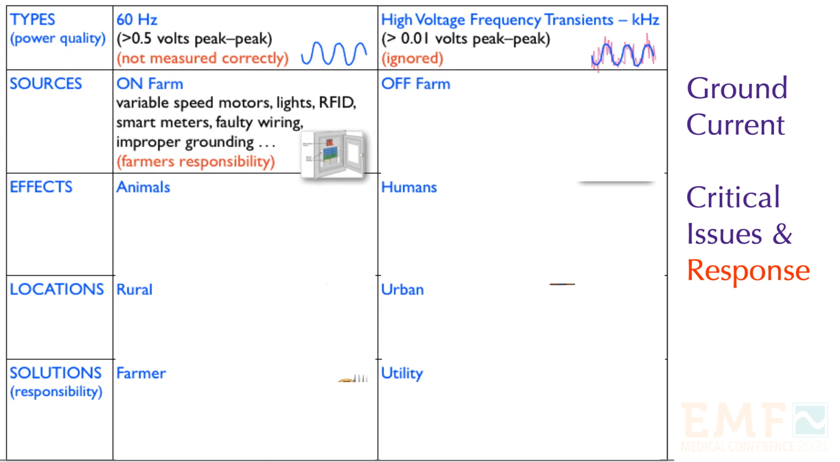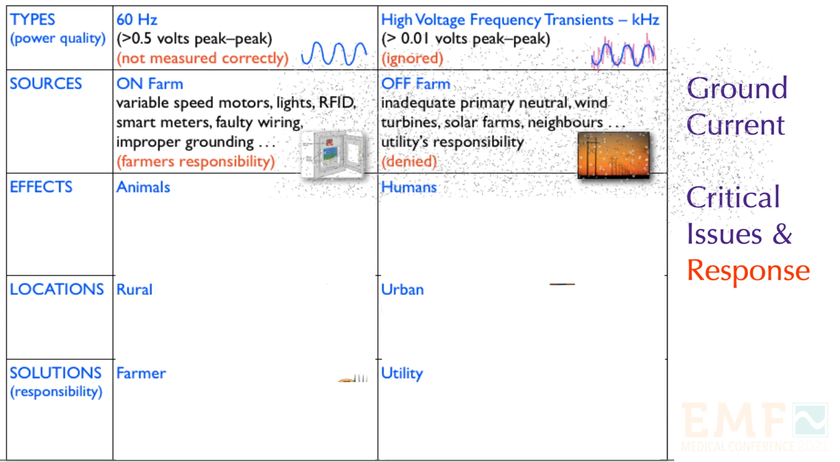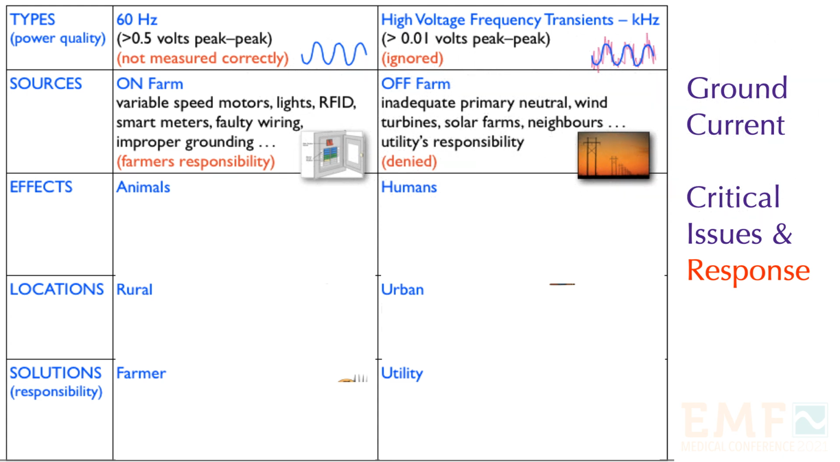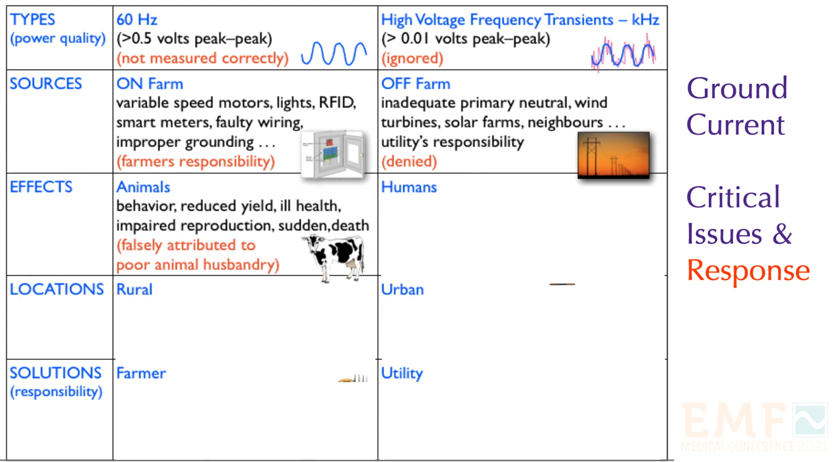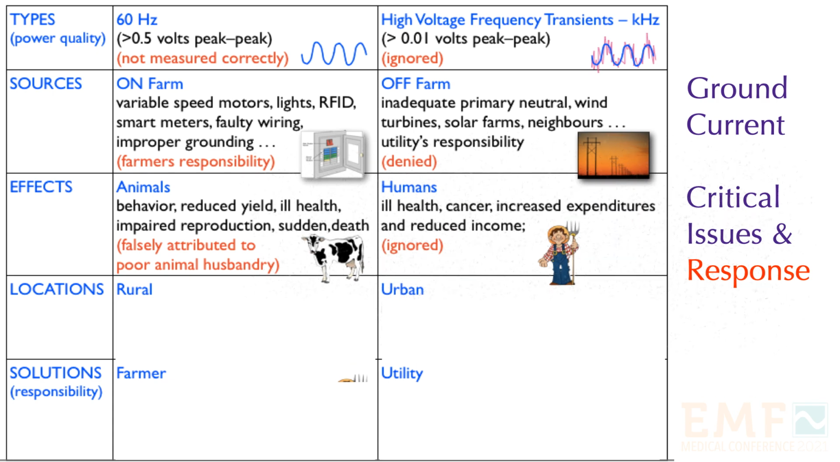On-farm sources are the responsibility of the farmer. Off-farm sources are the responsibility of the electric utility distributor, and their role in this is often denied. Effects on animals is largely attributed to poor farming management practices rather than to ground current pollution. This is odd, as often the most successful farmers develop ground current problems. Effects on humans are ignored.